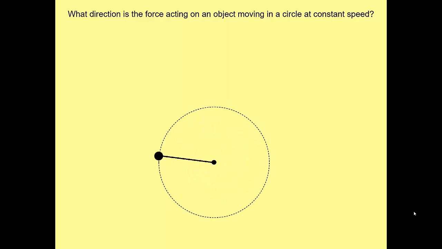So let's start out by trying to decide what direction the force acts on an object moving in a circle at constant speed. Here we have a top-down view, if you will, looking at an eraser on the end of a string. Right, so it's just going in a nice slow horizontal circle, and we're looking down on it. And I want to know about what direction does the force act.